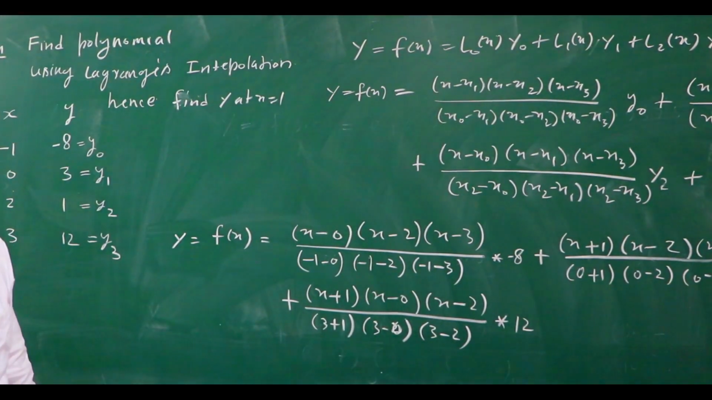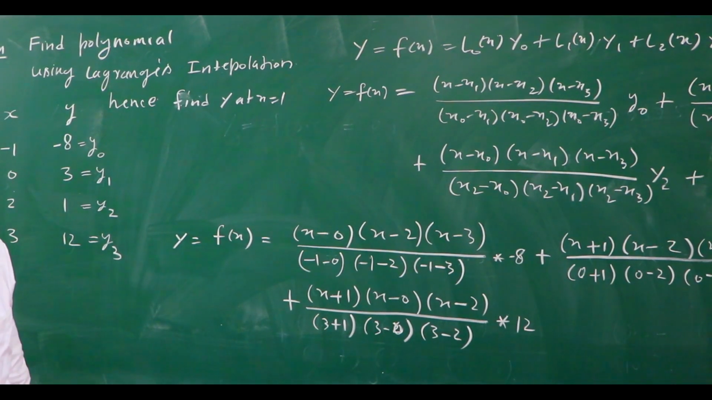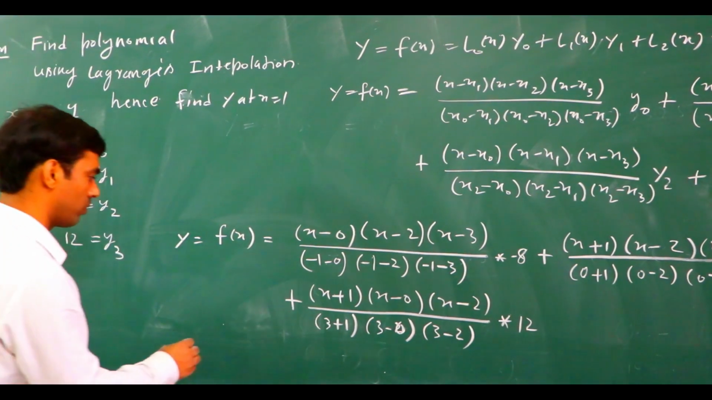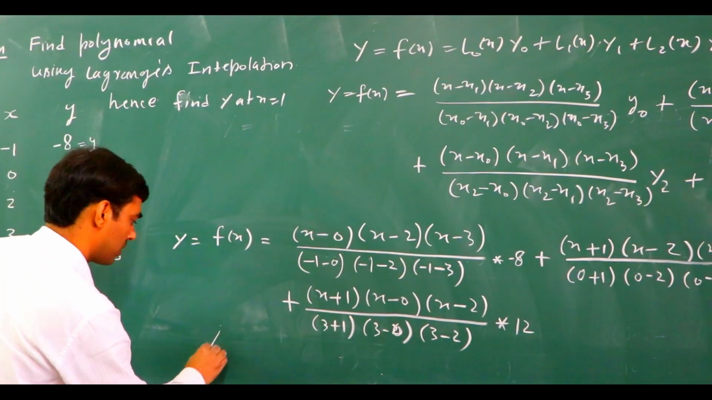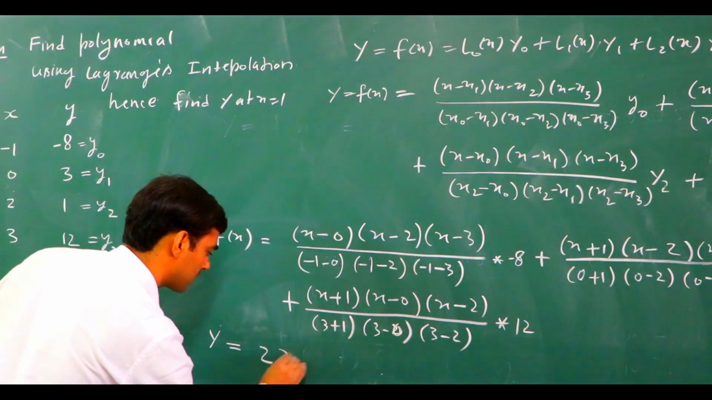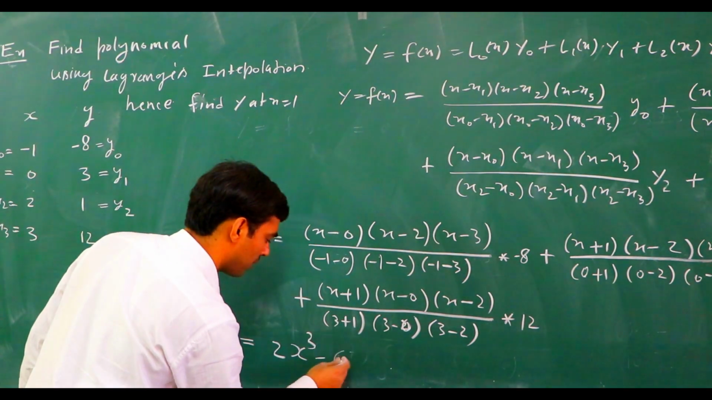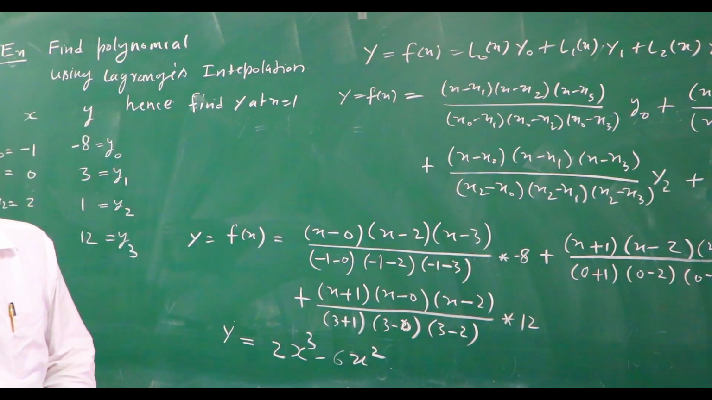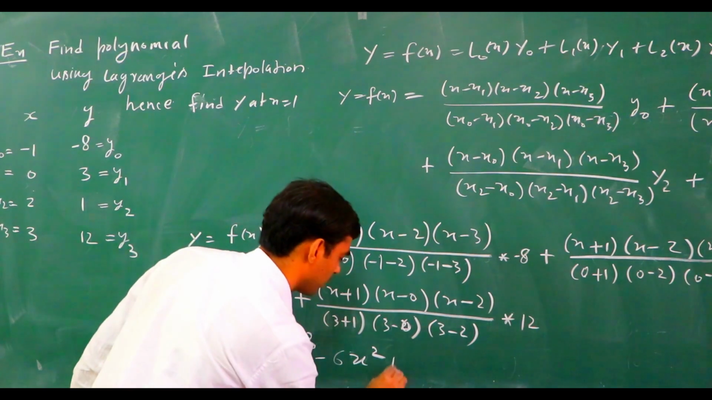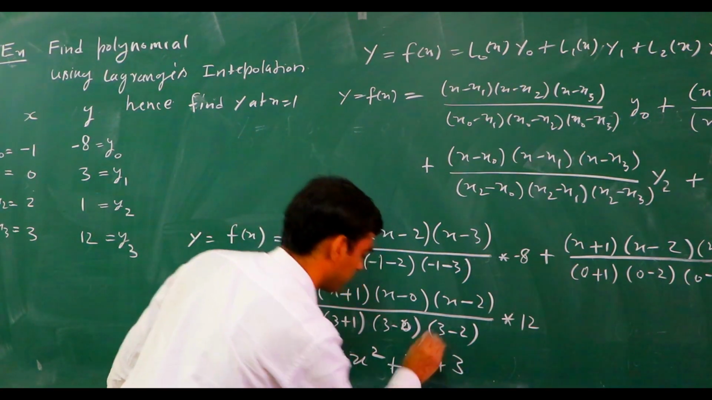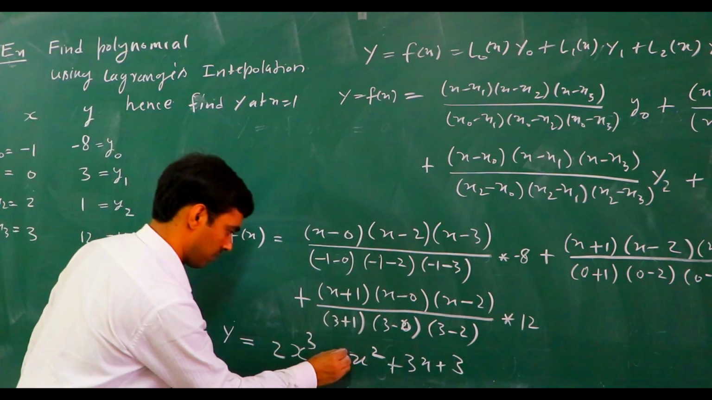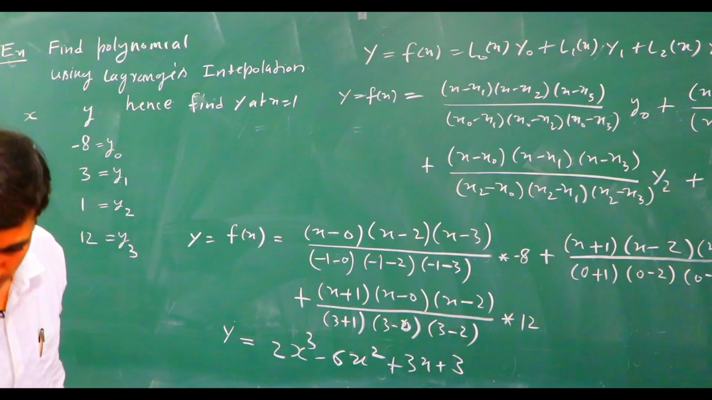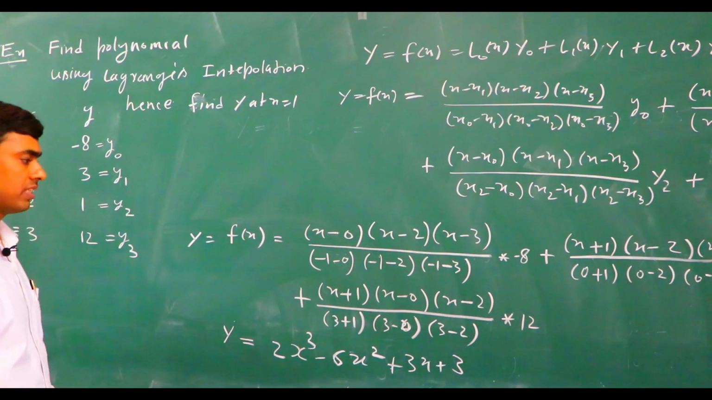So if we simplify this, the value is y equal to 2x cube minus 6x square plus 3x plus 3. Now let us verify the value of this polynomial, 2x cube minus 6x square plus 3x plus 3.